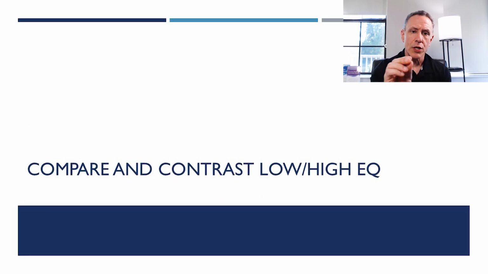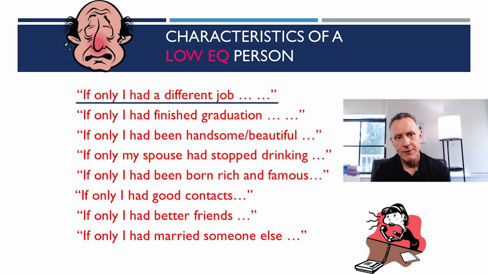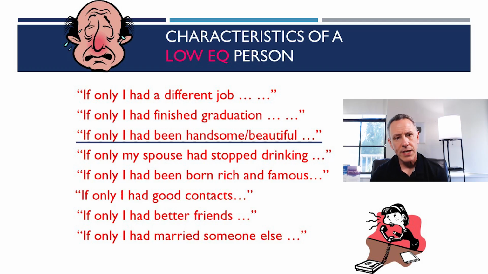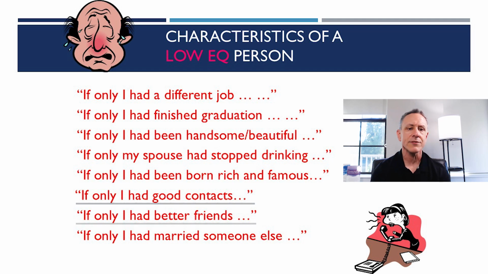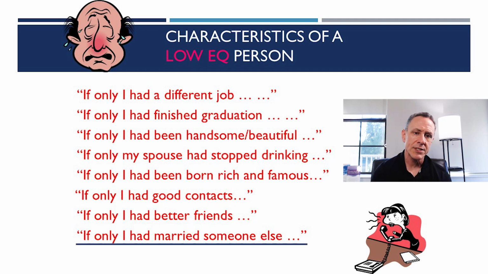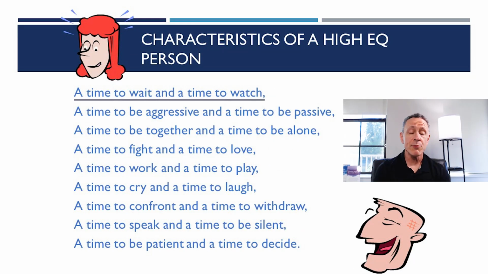So let's talk about our low EQ person. A lot of times you'll hear people with low emotional intelligence say, if I only had a different job, if I only had finished graduation, if I only had been handsome, beautiful, if only my spouse had stopped drinking, if only I had been born rich and famous, if only I had good contacts, if only I had better friends, if only I had married someone else. And that's low EQ, right? It's this expectation of not looking at strategies, not looking at ways of doing it differently, but being stuck in these phrases that keep them stuck because they don't realize that they have to take responsibility for their behavior to do it differently.